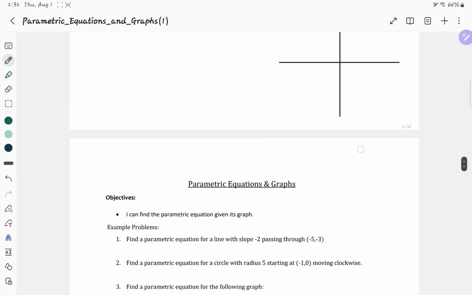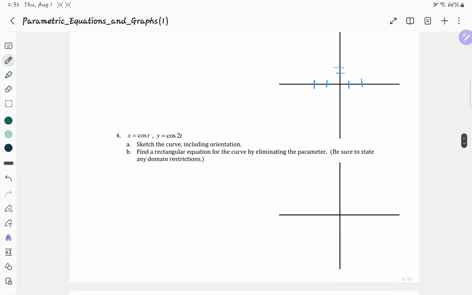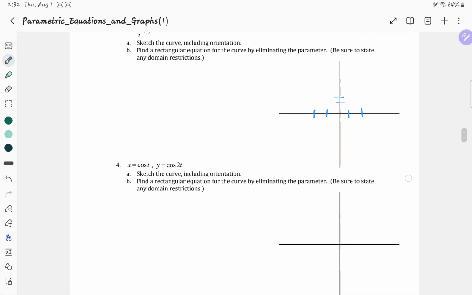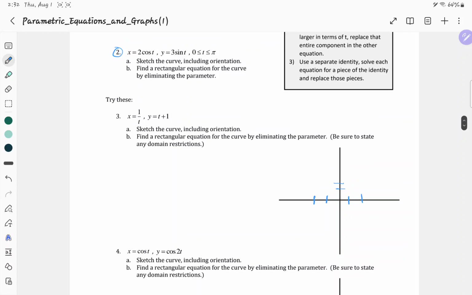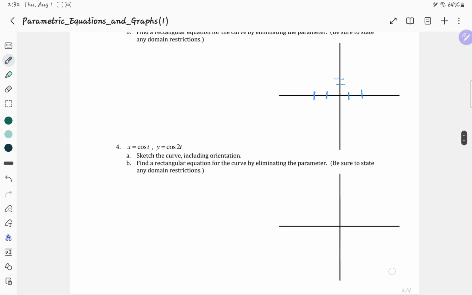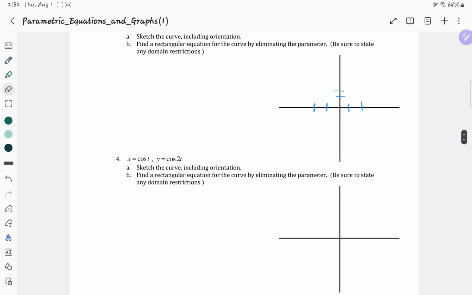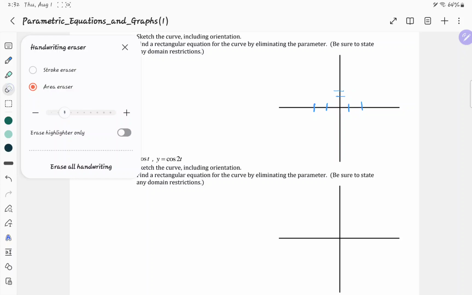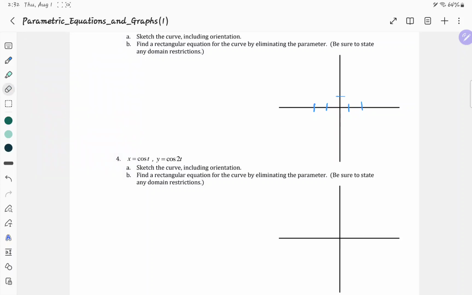All right, let's try this again. We got 1... I need a much smaller eraser, I believe. Try to erase that. Okay. Sorry about that. 1, 2, 3. So up like that. So we are going right this way.